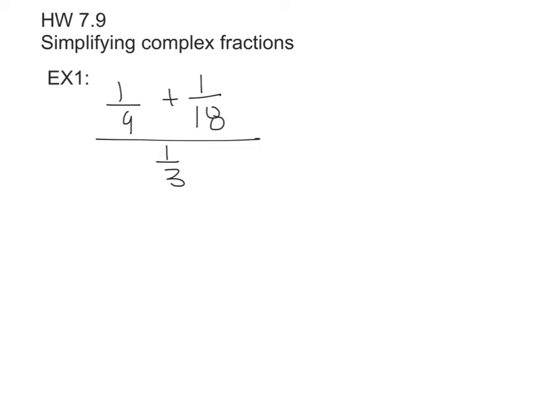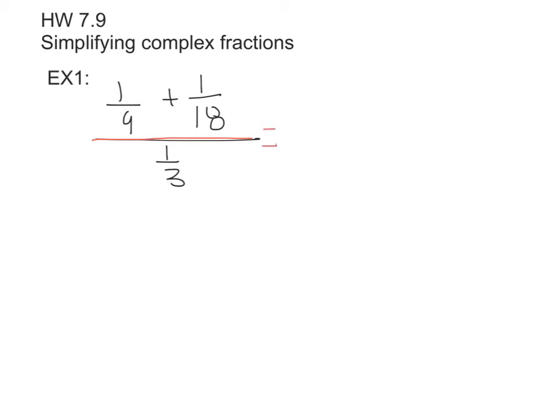Hey guys, this is homework 7.9 on simplifying complex fractions. So if you notice in example 1, we have two fractions being added, and then we have a fraction being divided by that. So what I like to do here is change this fraction bar first. I like to rewrite this whole problem so that the fraction bar is not there, and we just use the division symbol instead.